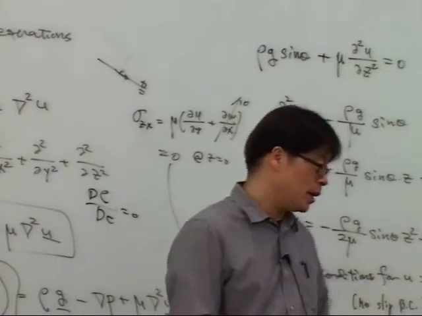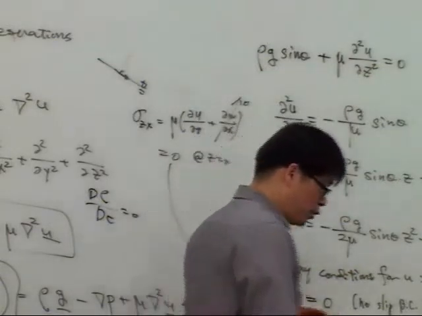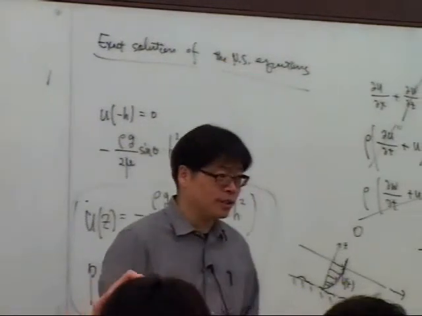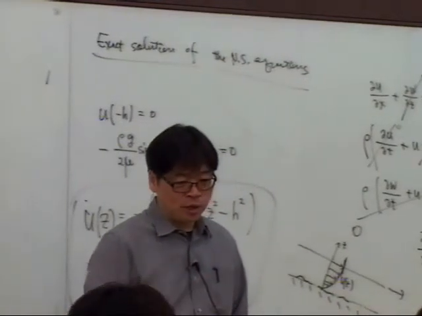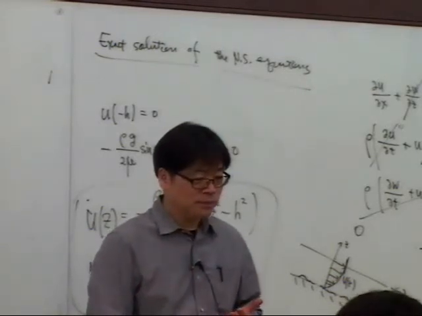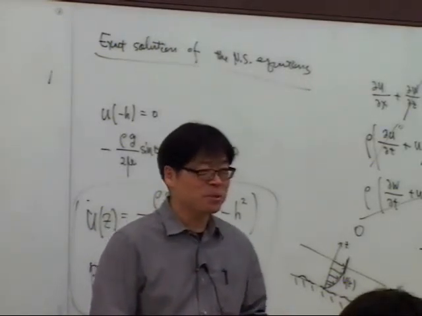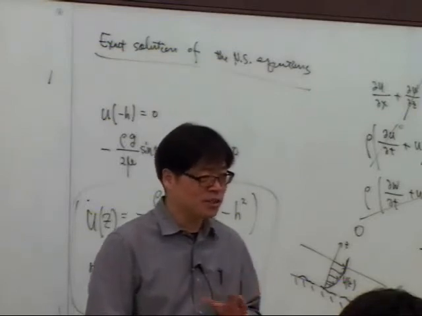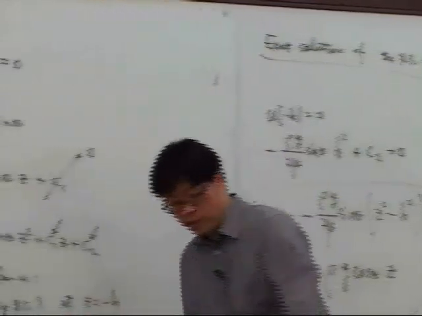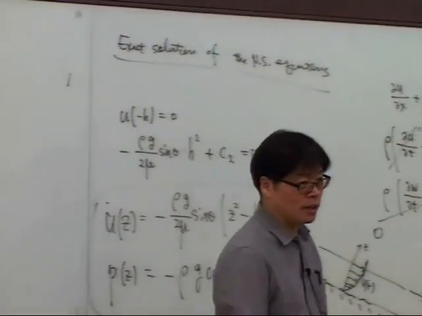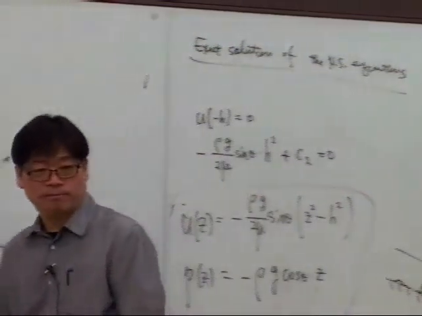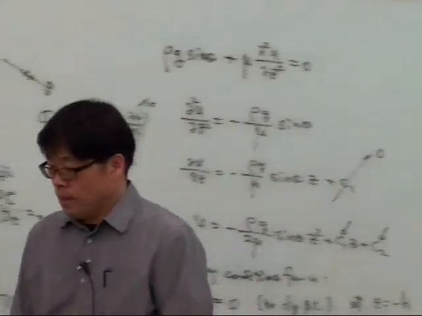Okay. And this relationship between stress and strain is based on observation. So that's why Navier and Stokes get credit. Because they found such a relationship, and then they used those relationships to write the equations. Okay. Any other questions? Okay.